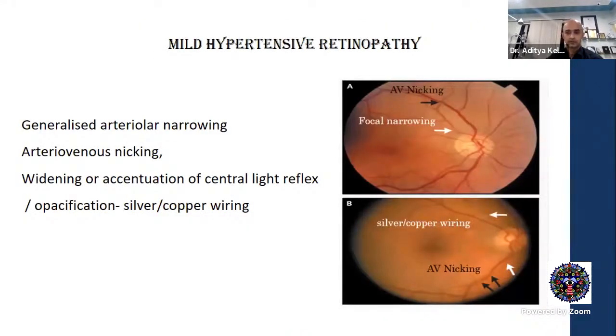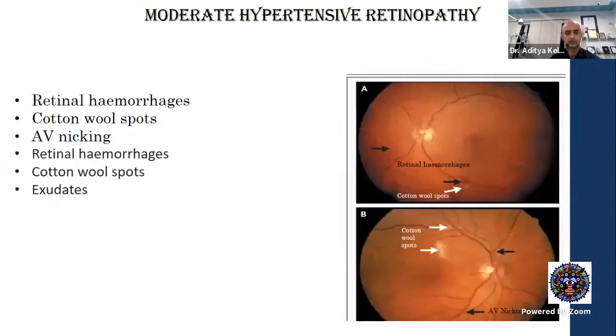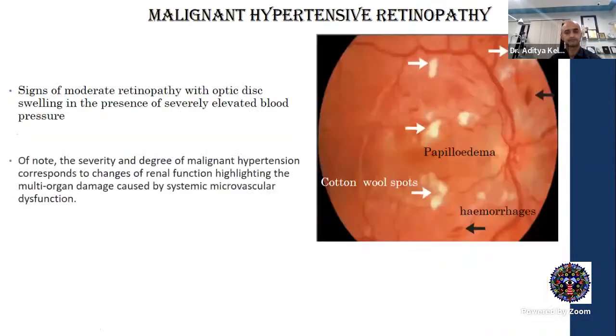Coming to the pictures again, so this is what the mild hypertensive retinopathy would look like. You can see a focal narrowing and AV nipping changes, and then you can see silver wiring and copper wiring of the vessels here due to opacification of the vessels. Superficial hemorrhages are seen here, and you can see also the cotton wool spots in this picture.